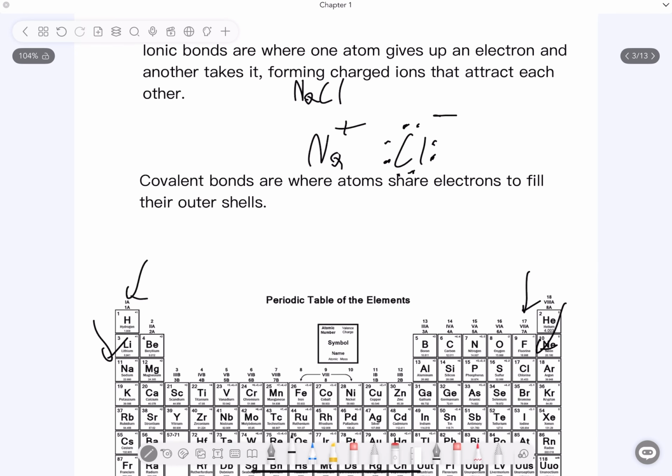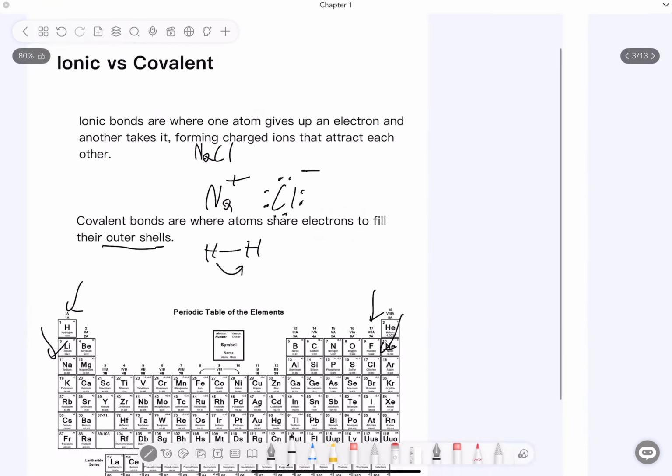And covalent bonds are where atoms share electrons that fill the outer shell. An example would be hydrogen bonding with hydrogen, and this is a covalent bond because they share electrons that fill the outer shell. And we'll go over more into what outer shell is later down in the chapter.